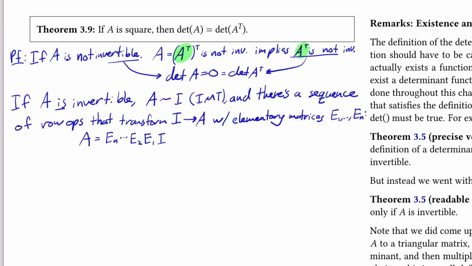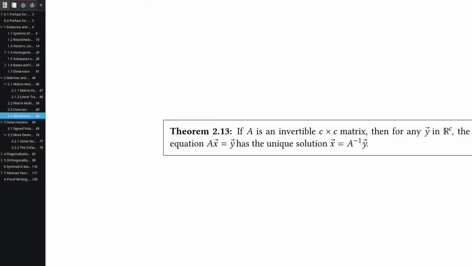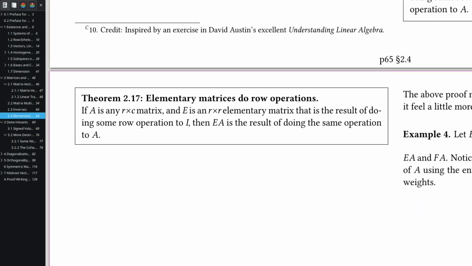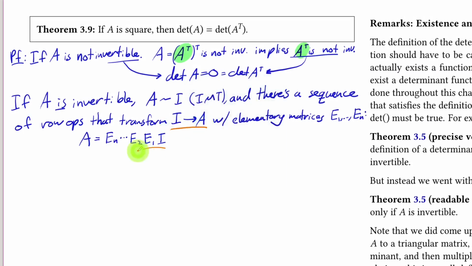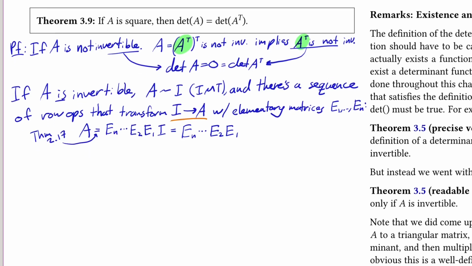And we know from theorem 2 point something that if we multiply the identity by these elementary matrices on the left, the result will be the result of doing that operation to I. And if we do all of them in the right order, we get A as a result. From here, the proof is going to be pretty much the same as with the last theorem, but with a few more difficulties. We'll see.